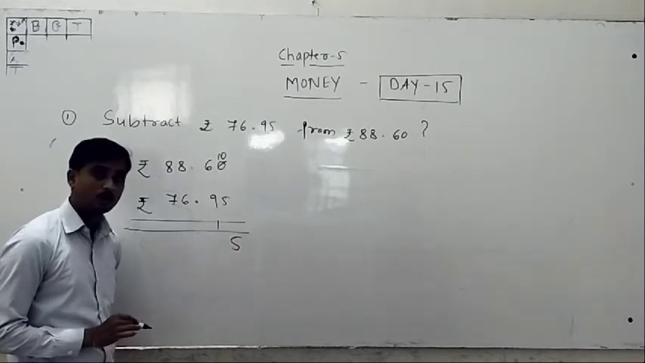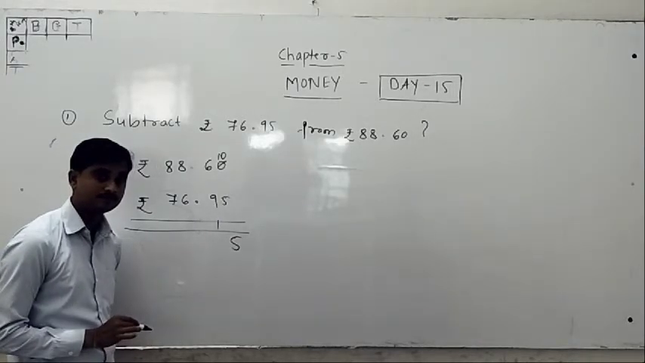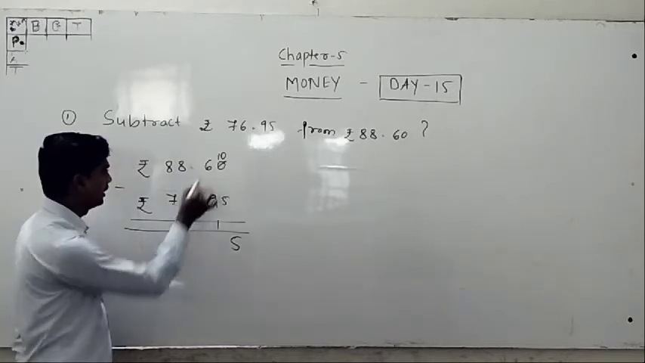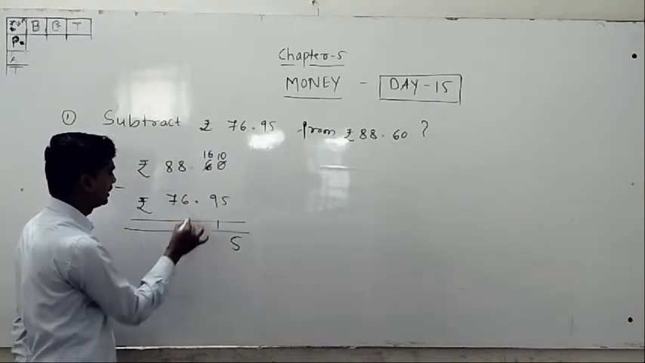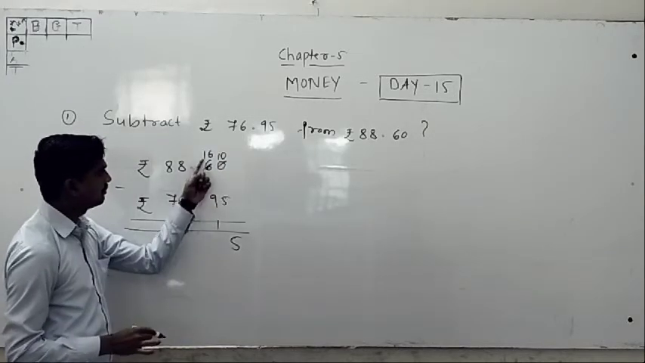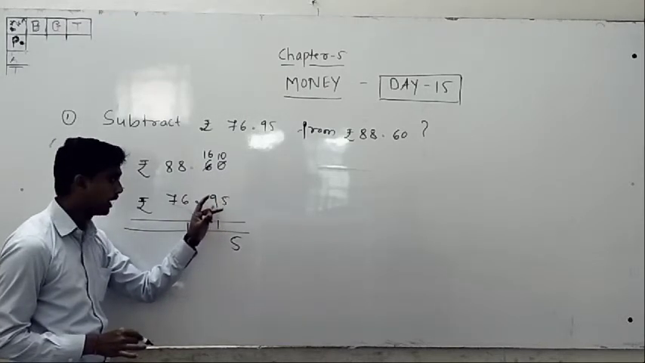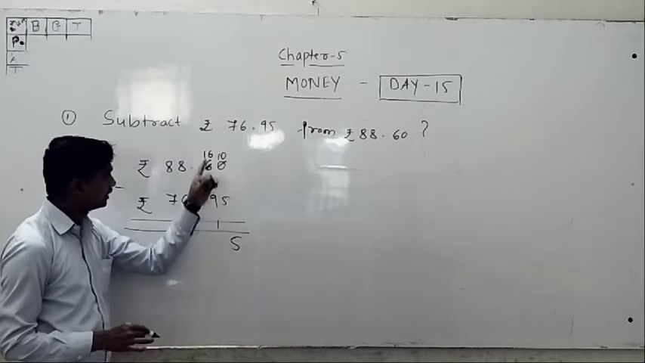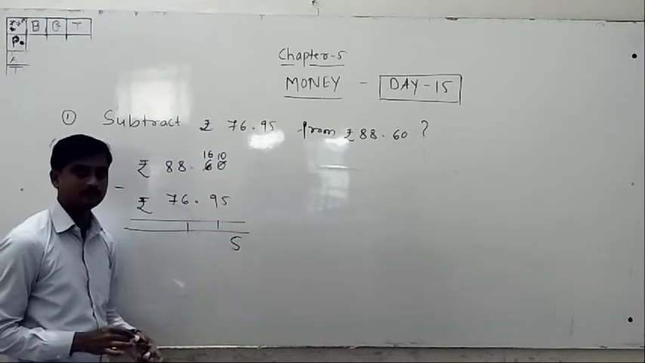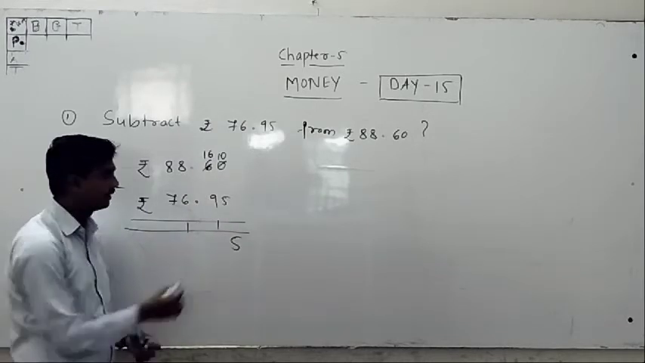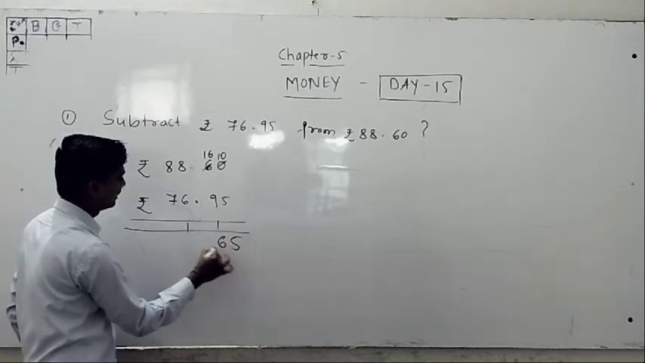6 cannot subtract 9. That's why you take a borrow, it is 16. 16 minus 9 plus 1, 10. The carry should also be added here. 9 plus 1 is 10. 16 minus 10, how much? 16 minus 10 is 6.